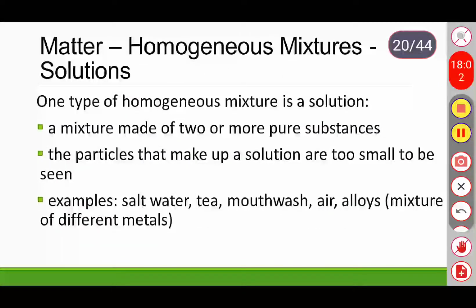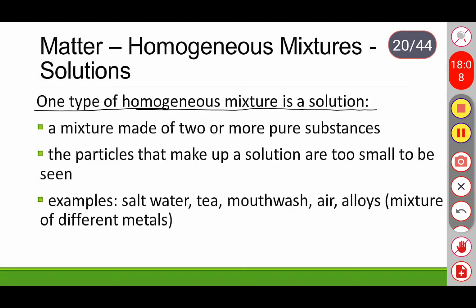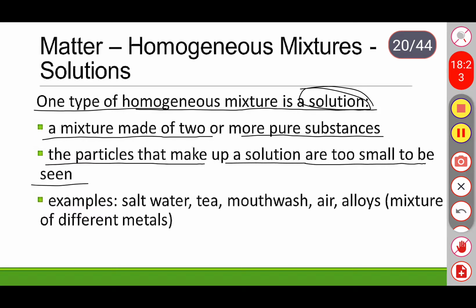One type of homogeneous mixture is solution. Solution is also one type of homogeneous mixture. A mixture made up of two or more pure substances. The particles that make up a solution are too small to be seen. For example, salt water or tea, mouthwash, air, alloy. Alloy is a mixture of different kinds of metals. With the help of different kinds of metals we make alloys.